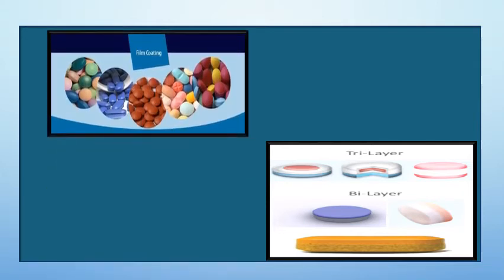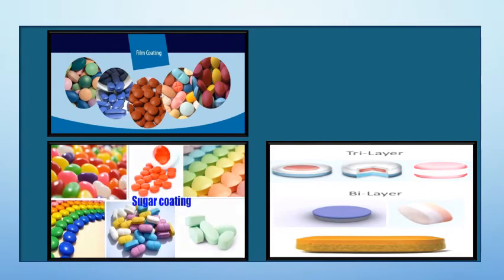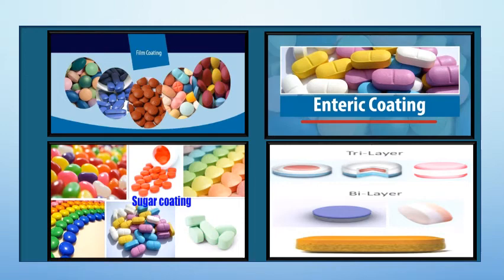Next, this is a film coated tablet. You can see different polymers coating over the tablet, which is smooth, and this film coating can be utilized for the prolonged or sustained release of the drug. In this image you can see the enteric coated tablet. These types of tablets release the drug in the intestine only. And this is sugar coating. You can see the colorful sugar coating over the tablet, which makes it attractive and also masks the bitter taste of the drug.